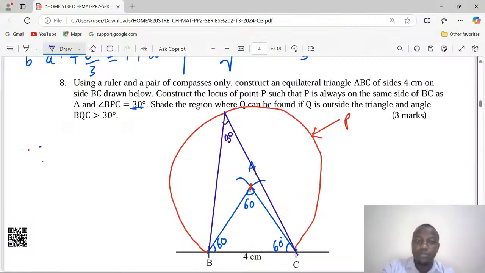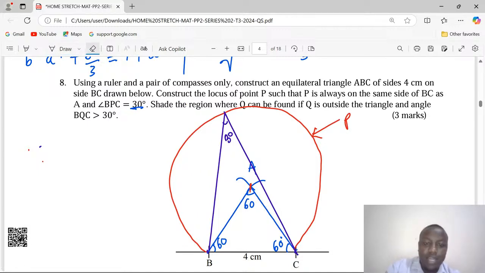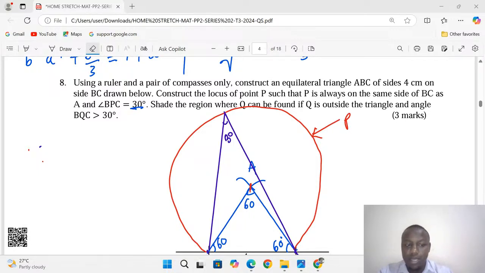But if we use the same base, or the same arc, to project an angle beyond the circle, let's say at a point there beyond the circle, that angle is going to be smaller. This one shall be smaller than 30. And that is why I'm saying for the angle to be greater, it has to be within the circle.